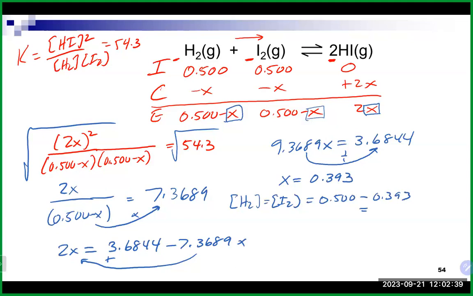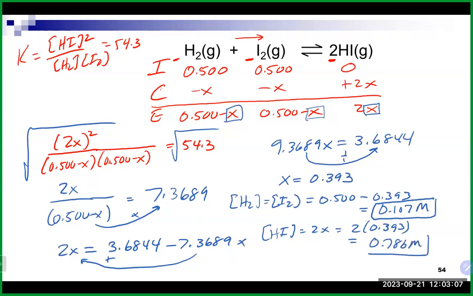And that would get us here 0.5 minus 0.393, trying the right numbers there, which gets us 0.107. We do need the molarity as they are concentrations, and our HI in this case would be our 2x, which would be 2 times 0.393, and that's going to get us 0.786 molar in this particular case.